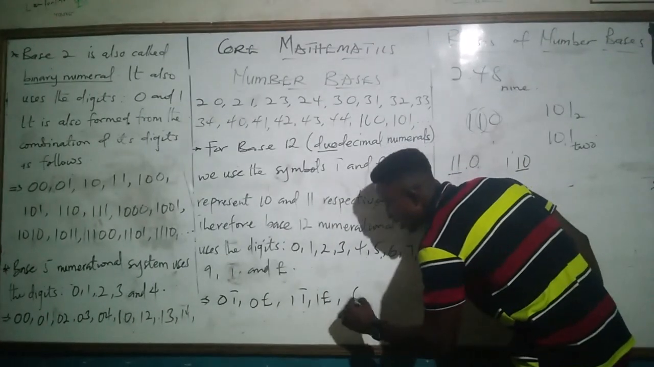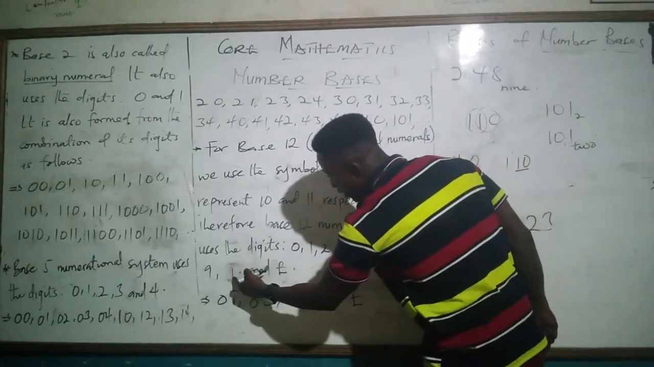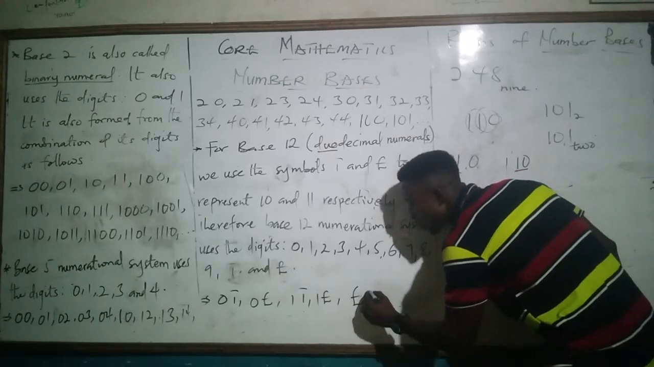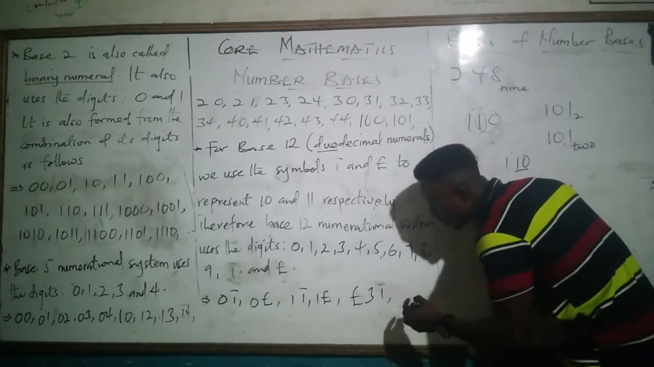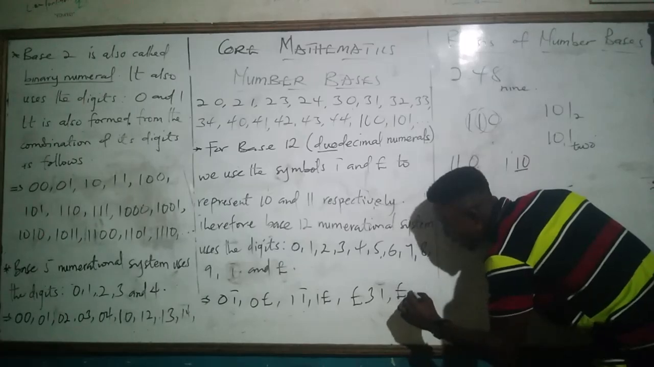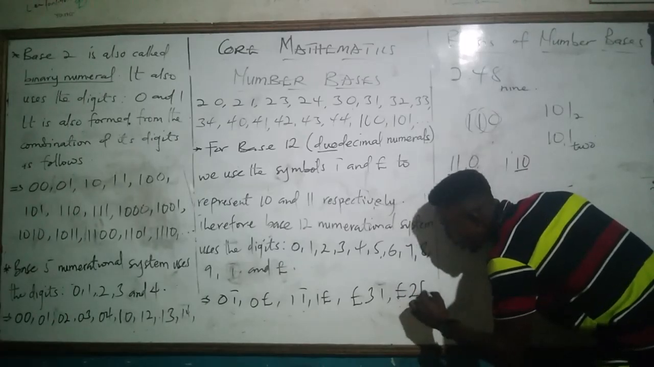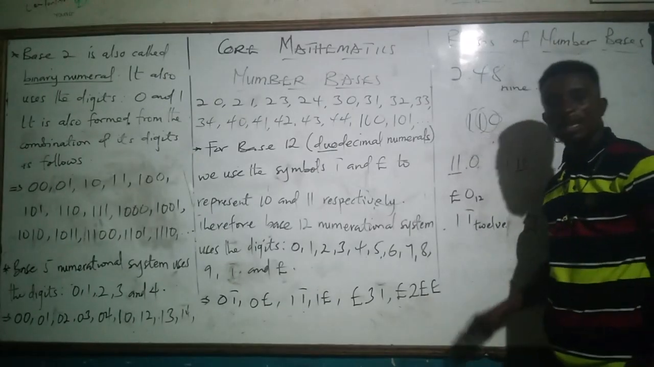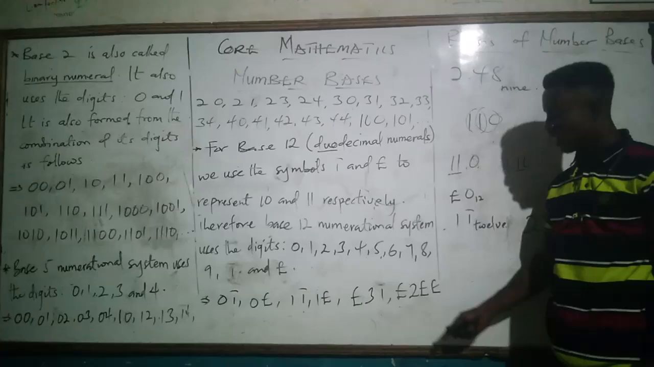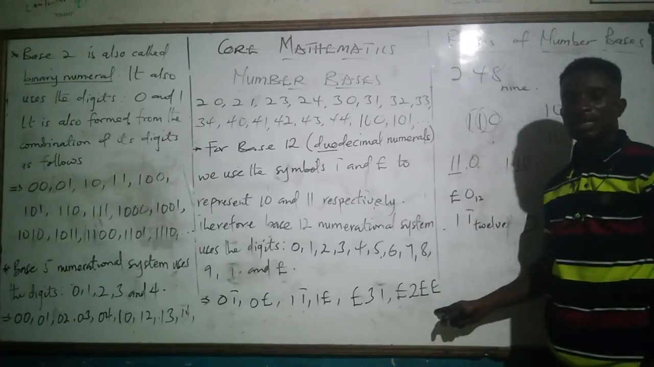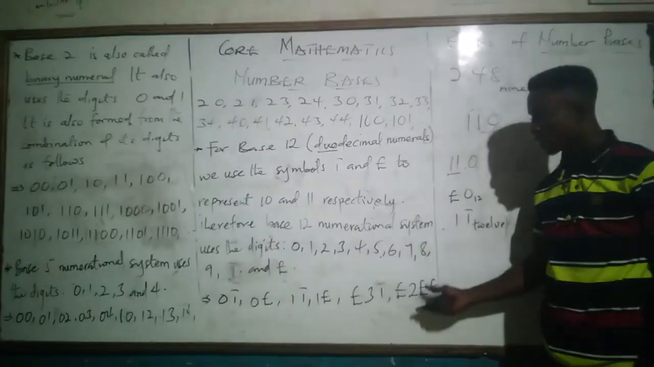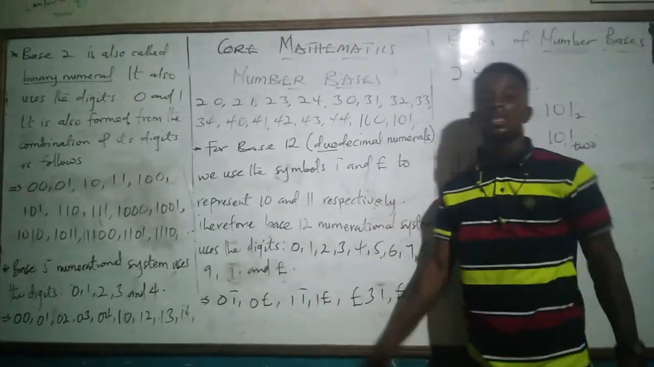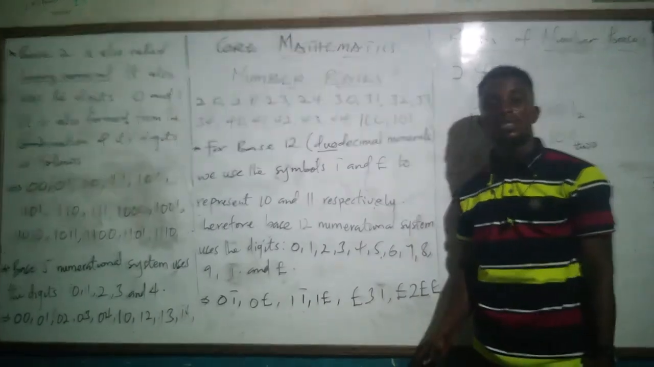I can have E, because I can get to this one or this one and combine it with any of them. So I can have E 3 T. I can also even have, let's say, 2 E, E. So E, 2 E. They are all in base 12. Are we getting that? So wherever we see any of the digits being mixed with these ones, they are in base 12. And that is that. Are we getting that?